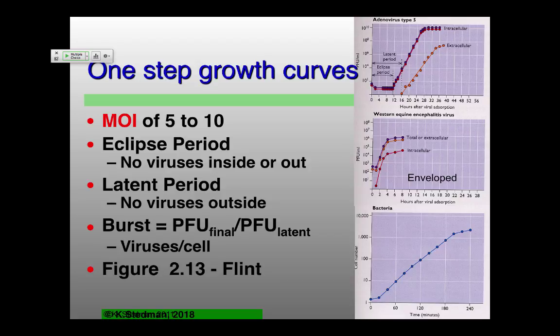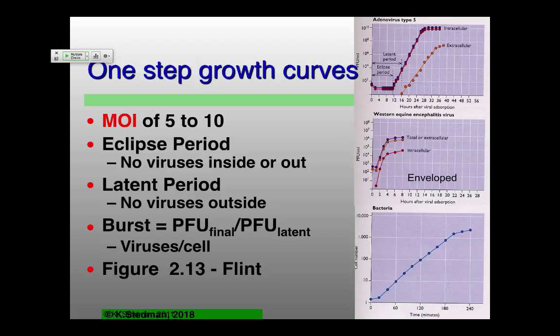Naked viruses will often have this differentiation here. So just having a difference between an eclipse period and a latent period will tell you whether you're likely to have an enveloped virus or a non-enveloped virus, without even taking out a microscope. Just looking at one-step growth curves, you can get a really good idea whether this is true or not.